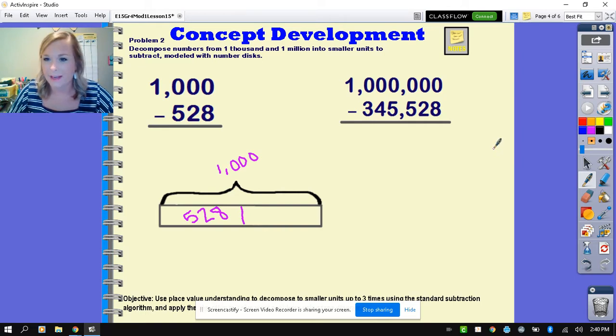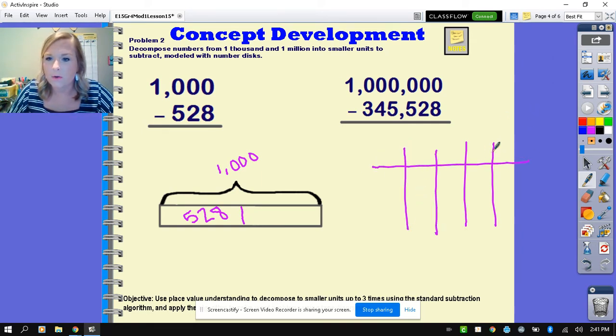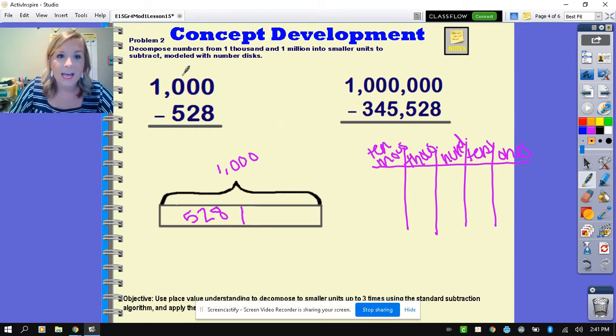This will not be perfect, but I will try my best. So ones, tens, hundreds. Okay, so I have my ones, tens, hundreds, thousands, and you could keep going, 10,000s, 100,000s, millions. So here I have my 1,000. So I'm going to go ahead and draw that in my purple. I don't have anything in my hundreds place, my tens place, or my ones place, so I'm going to leave it there.